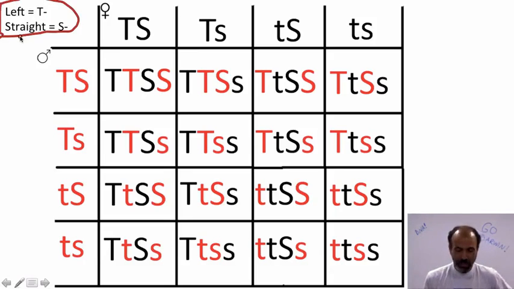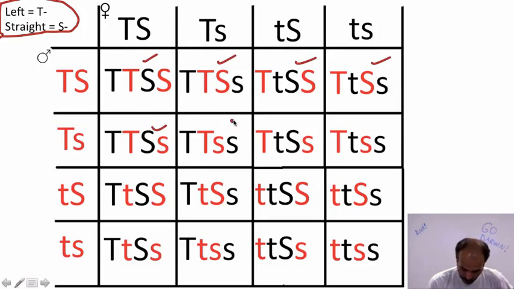So let's look at the ratio here. How many individuals would be left and straight? Remember, left and straight are both dominant. Well, let's count them. This one, this one, this one, this one, this one.